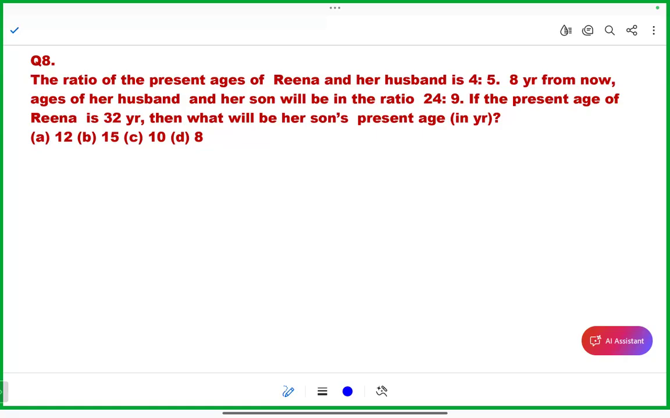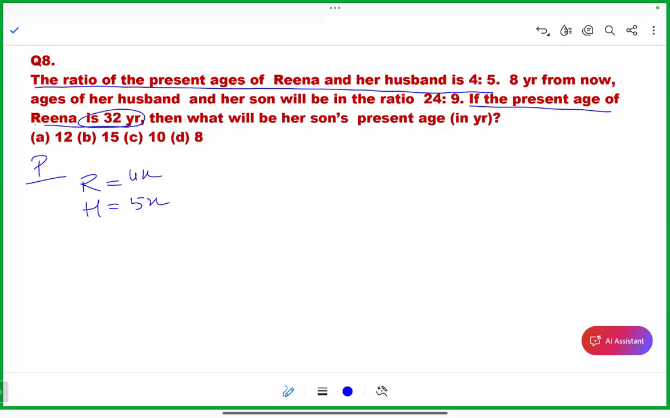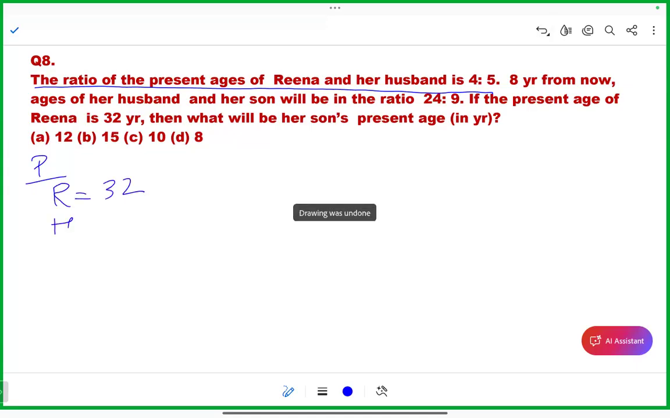Now, let's solve this. It's similar, but it is more direct in a sense. In present, Rina and her husband. If you write 54x and her husband is equals to 5x, it's okay. But then here, if the present age of Rina is 32, directly you put Rina's age as 32 directly. Now the ratio of the present ages of Rina and her husband is 4:5.